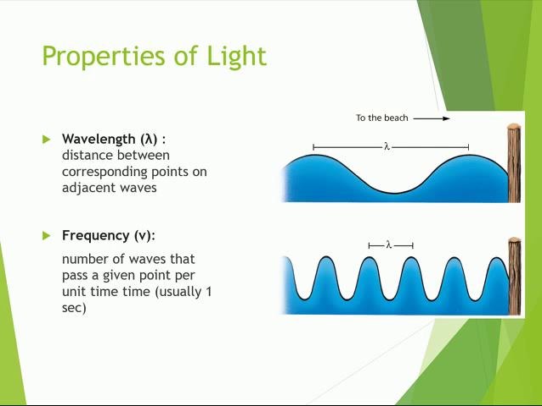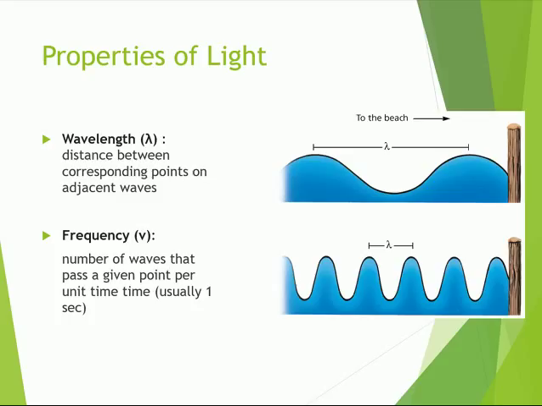Up until this point, believing that light only behaves like a wave, there are two aspects of a wave. There's the wavelength, which is the distance between corresponding points on adjacent waves. We can imagine this like a wave on the ocean. You have wave crests. The distance between crests of waves is the wavelength.